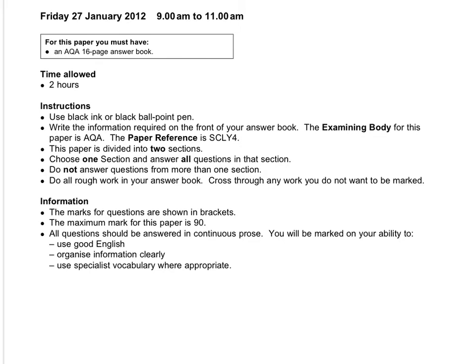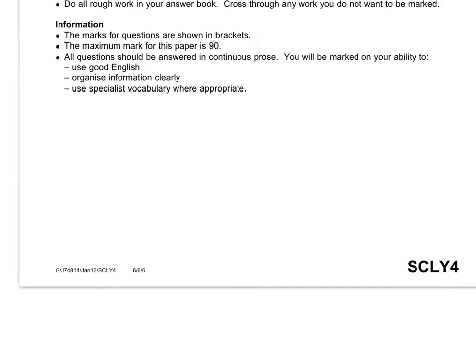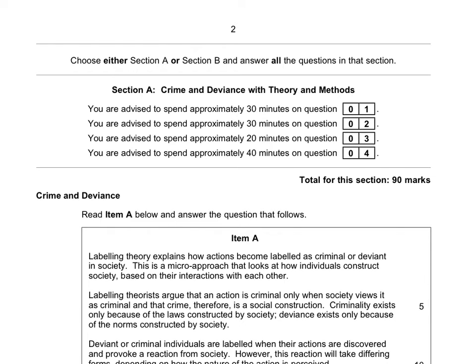Yep, so this exam paper is out of 90 marks, and it's 2 hours. So this paper and all crime and deviance papers are really, really useful because they tell you quite explicitly how long you should be spending on each question. So do pay attention to your timings.